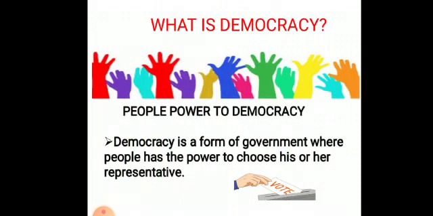So, democracy is a form of government where people have the power to choose their own representative. People are their own masters. The age limit for selecting the representative is above 18 years old. Every individual has a right to vote and choose their representative, the government.